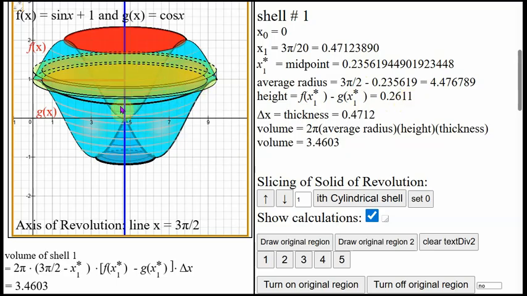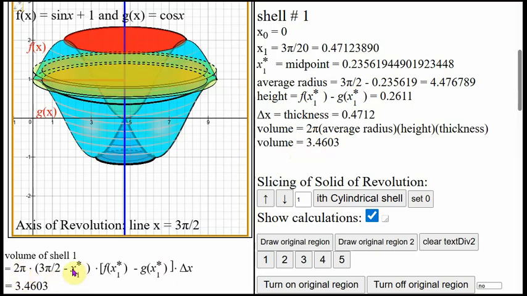And then the volume of a cylindrical shell is 2 pi times the average radius times the height times the thickness. So we have the average radius, and then now the height, and then the thickness. And then multiplying everything together, we get 3.4603. So the volume of the first shell is 3.4603.